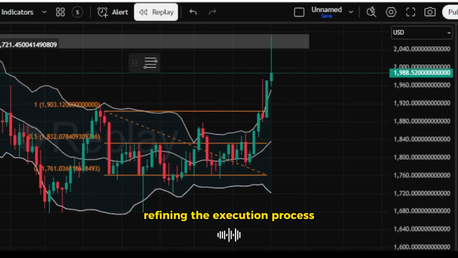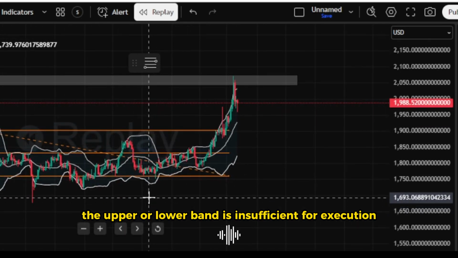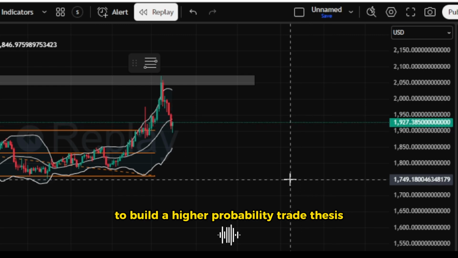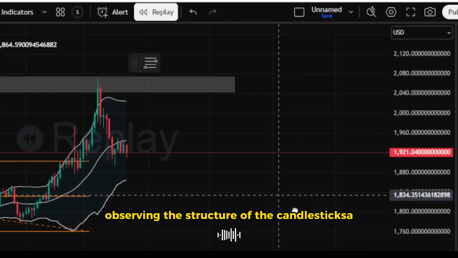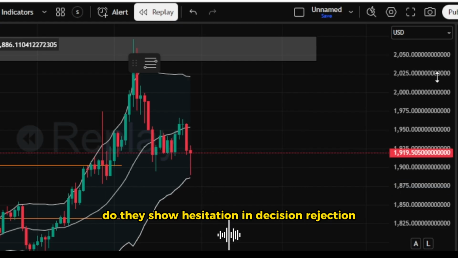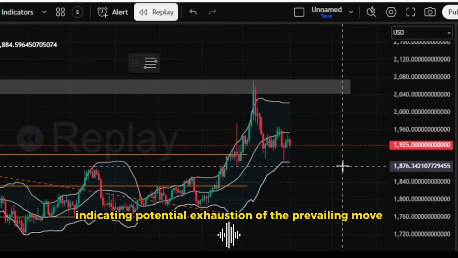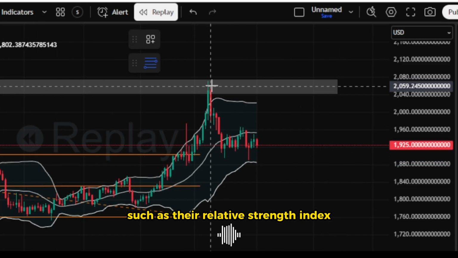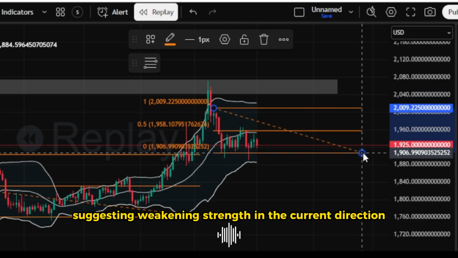Refining the execution process. Simply observing price touch the upper or lower band is insufficient for execution. A professional approach demands confirmation from multiple factors to build a higher probability trade thesis. These may include, but are not limited to, observing the structure of the candlesticks around the bands: do they show hesitation, indecision, rejection? Analyzing volume characteristics: is there a spike in volume, indicating potential exhaustion of the prevailing move? Reviewing momentum oscillators such as the relative strength index: are there divergences suggesting weakening strength in the current direction?